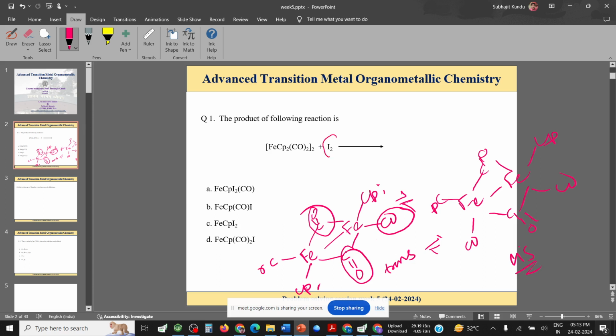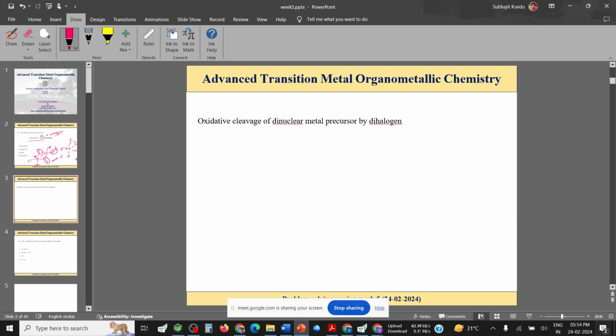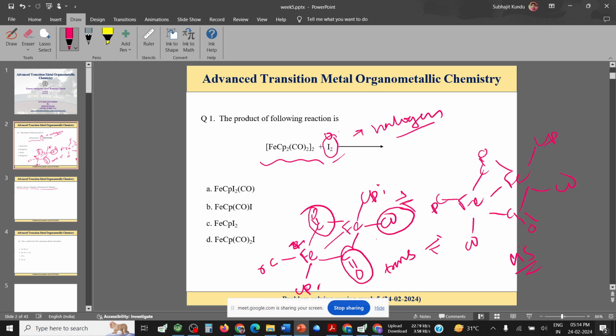So now our question is what will happen to this with iodine. Iodine is a halogen and its oxidation state is 0. Here our metal center is also in the 1 oxidation state. So what will happen? As we have seen in our lecture, these types of dinuclear metal complexes in the presence of a halogen, that is I2, will undergo oxidative cleavage of the dinuclear metal precursor by the halogen. So the cleavage of the metal bond will happen, and iodine here will be I minus, that is the reduction happens and the metal center will get oxidized.